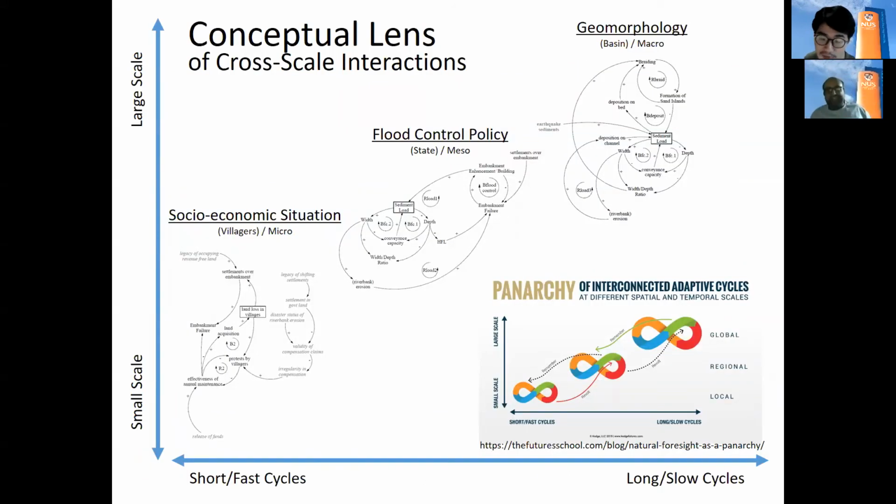Next, with the understanding of these narratives, we look towards understanding how they interact as a whole. We get much of our inspiration from the Panarchy framework of social-ecological systems, and it provides a conceptual lens to explore cross-scale interactions within the elaborated subsystems, namely the socio-economic situation of the villages, flood control policies, and the geomorphology, which exist on varying spatial temporal scales, as explained before and as illustrated on this diagram.